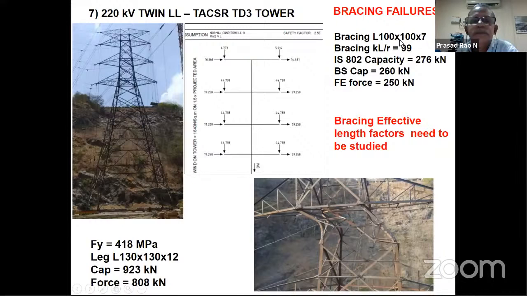See, bracing capacity 100/7, bracing KL/R is 99, IS 802 capacity is 276, whereas the BS capacity is 260. BS, to some extent, estimates a realistic value when compared to bracing members.